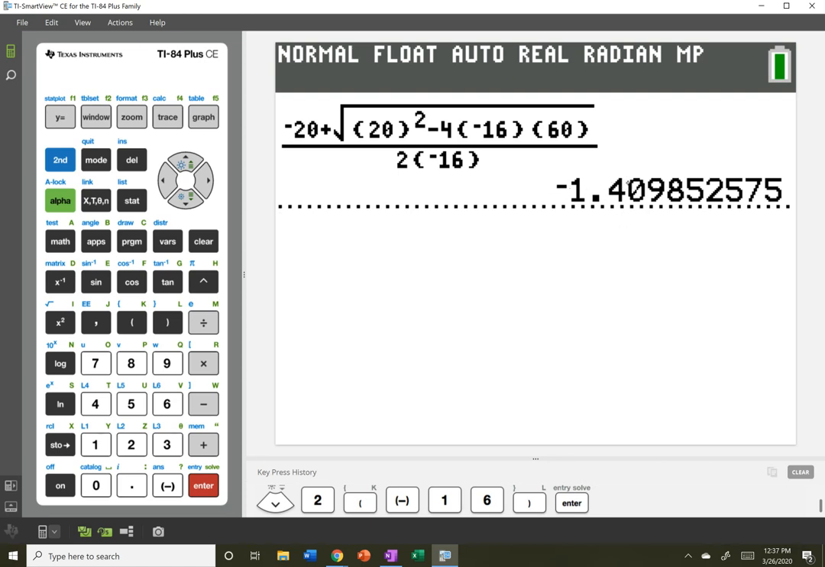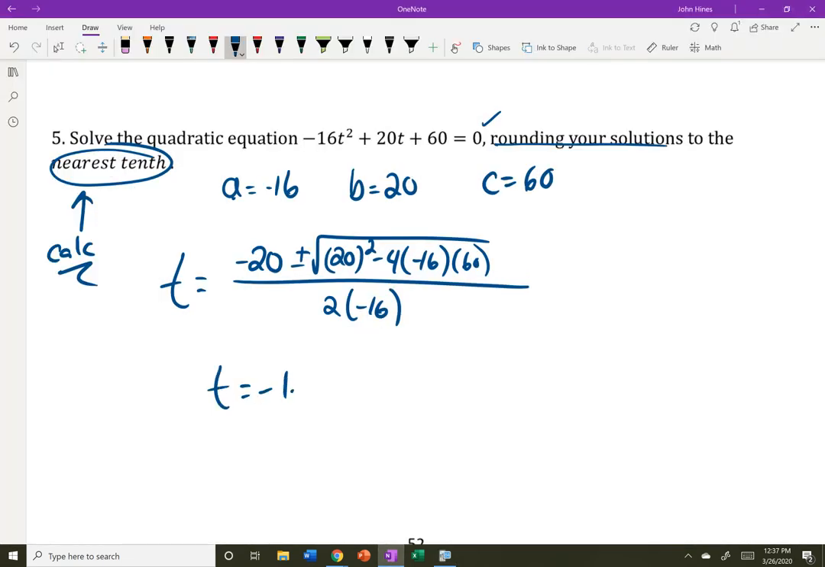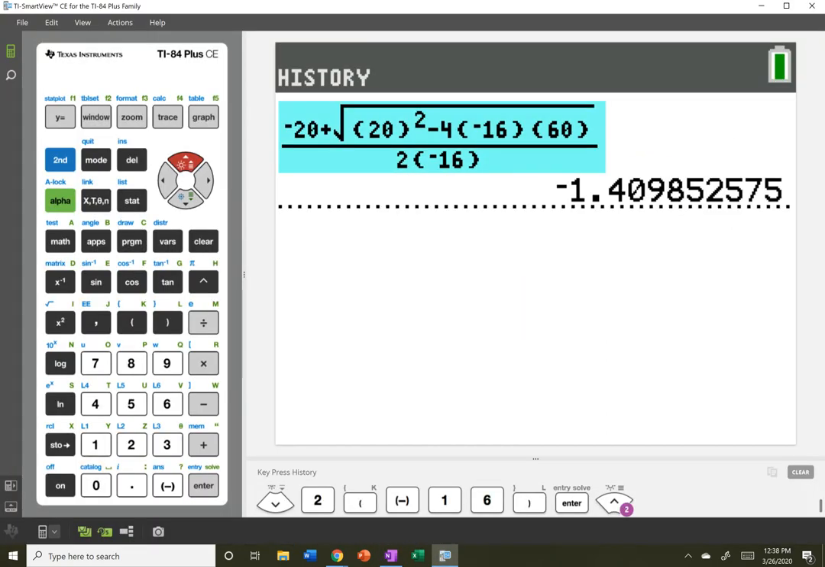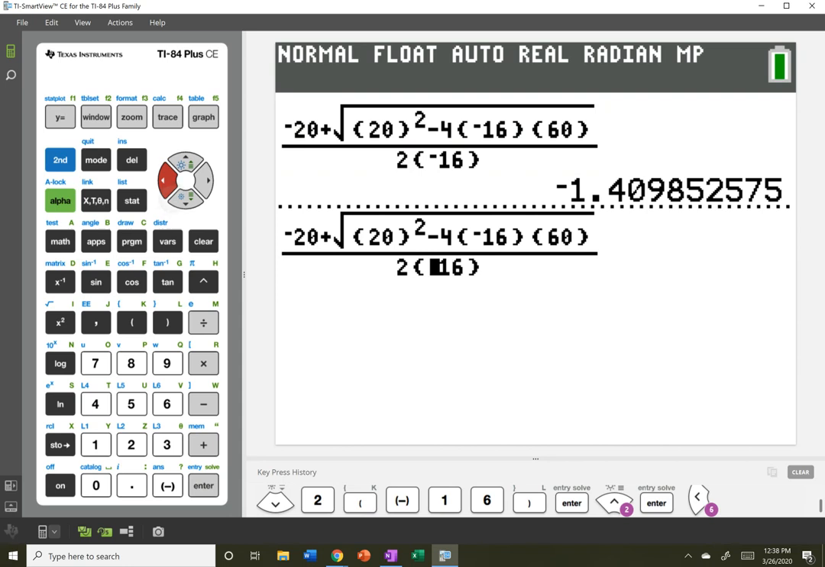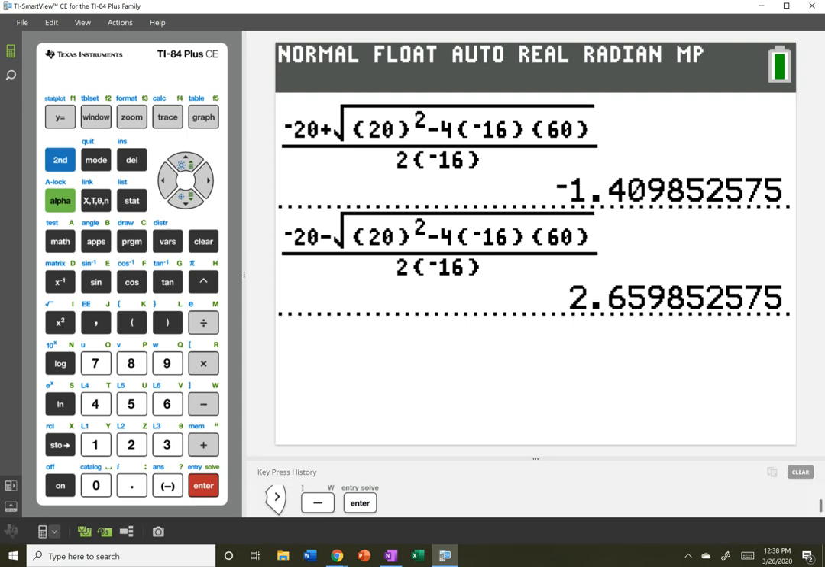Do I chop or round up? I'm going to chop it right there. So I get t equals negative 1.4 or t equals, let's do it again. But watch this, I'm going to be lazy. I'm going to copy and paste that. I scrolled up and hit enter. I'm going to go back because that was x equals negative b plus the square root. Now I'm going to do minus the square root and get another solution.